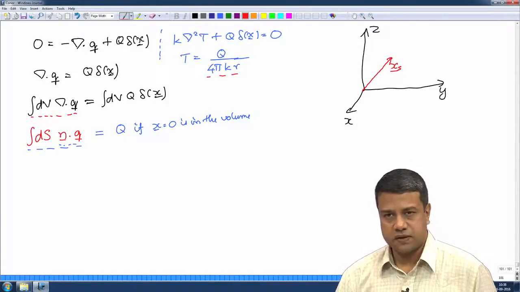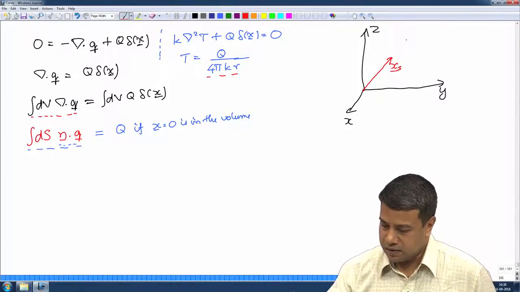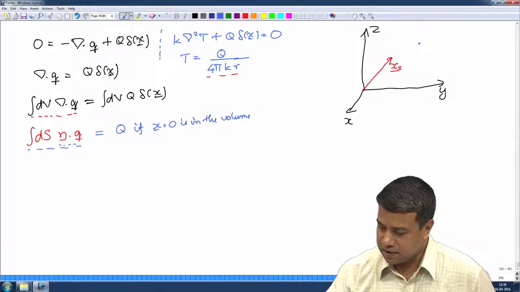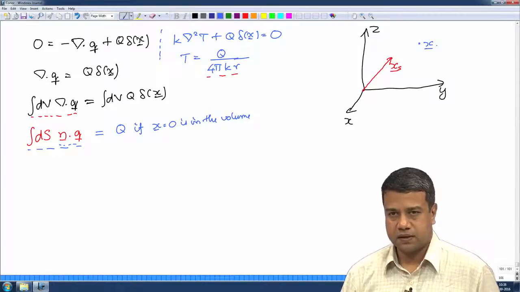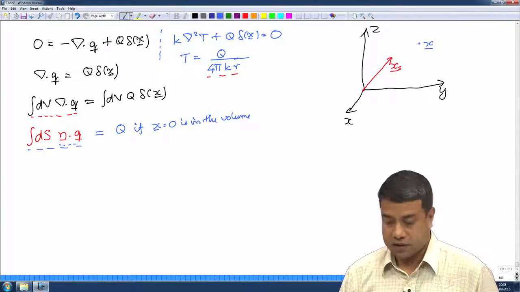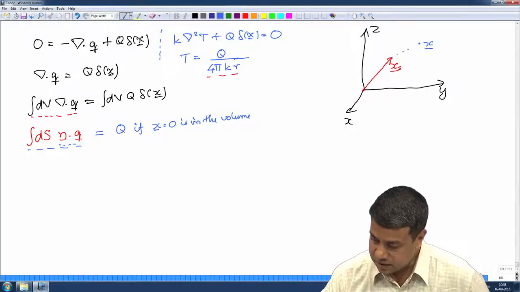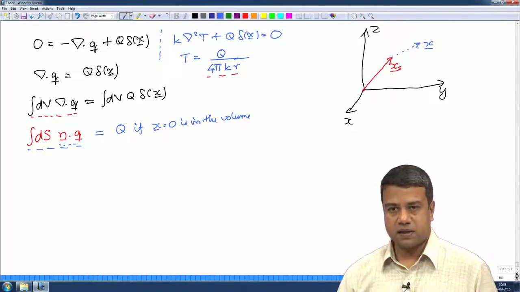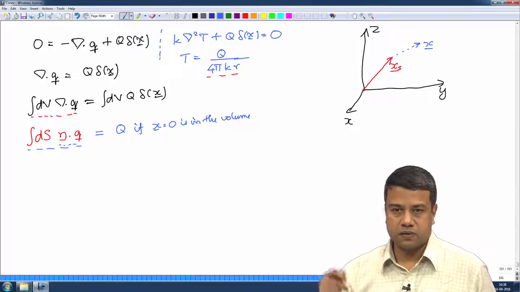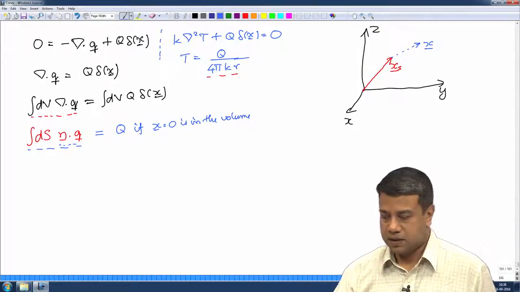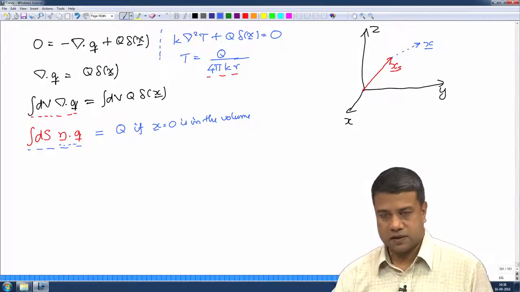if the source were located at this location x s, and I wanted to know what is the temperature at some other location x, that temperature depends only upon this distance. The distance r is the distance from the source point to the observation point. So, therefore, the temperature depends only upon this distance.